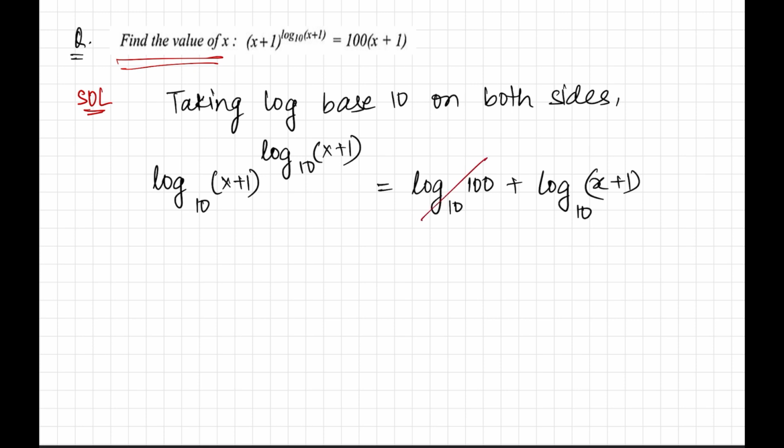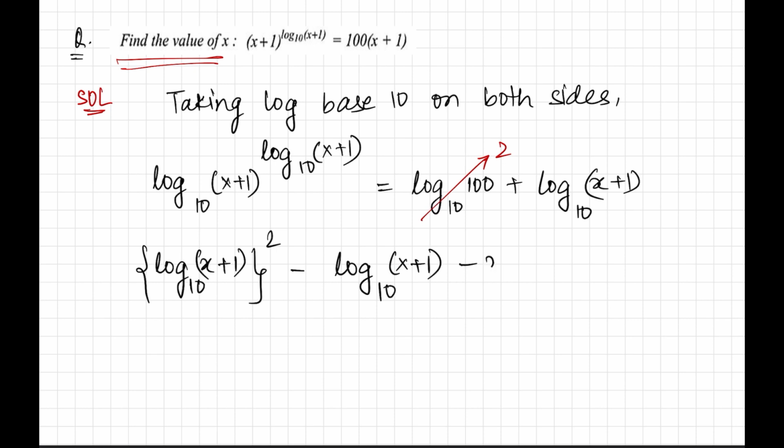Now this term here becomes 2, and the first term can be simplified to log x plus 1 base 10 whole squared, and if we bring all the terms on the left hand side, ये बन जाता है log x plus 1 base 10 minus 2 equals to 0. So let us now put log x plus 1 base 10 as u.